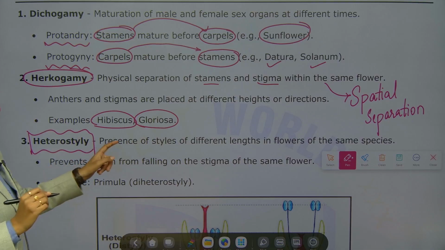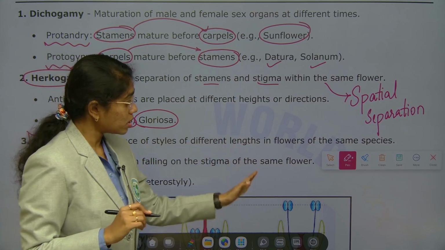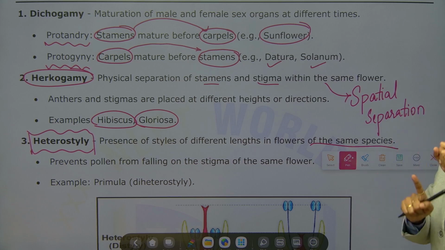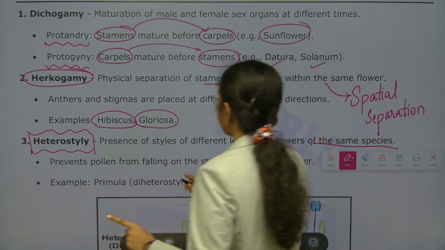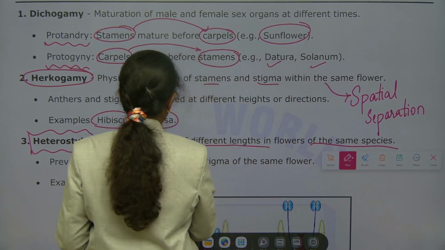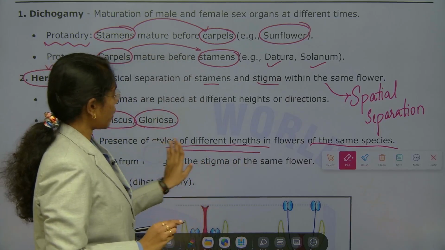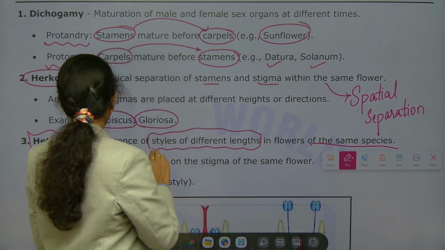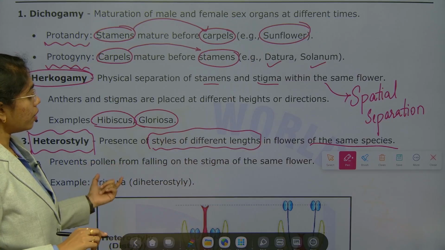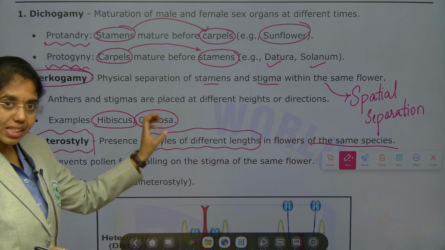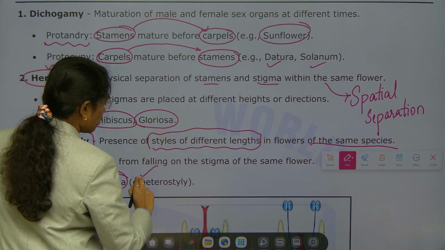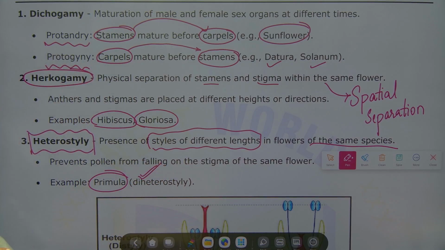Here there is presence of styles of different lengths in flowers of the same species. Okay, presence of styles of different lengths in the same species. This will prevent pollen from falling on the stigma of the same flower. Example you can take is primula, which is diheterostyle.